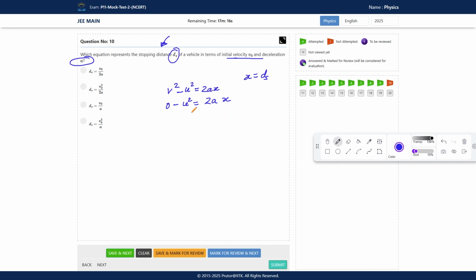So just substitute the values here, you will get ds is equal to minus u square divided by 2a. So the question asks about the magnitude. So the magnitude will be ds is equal to u square divided by 2a. Yes or no?